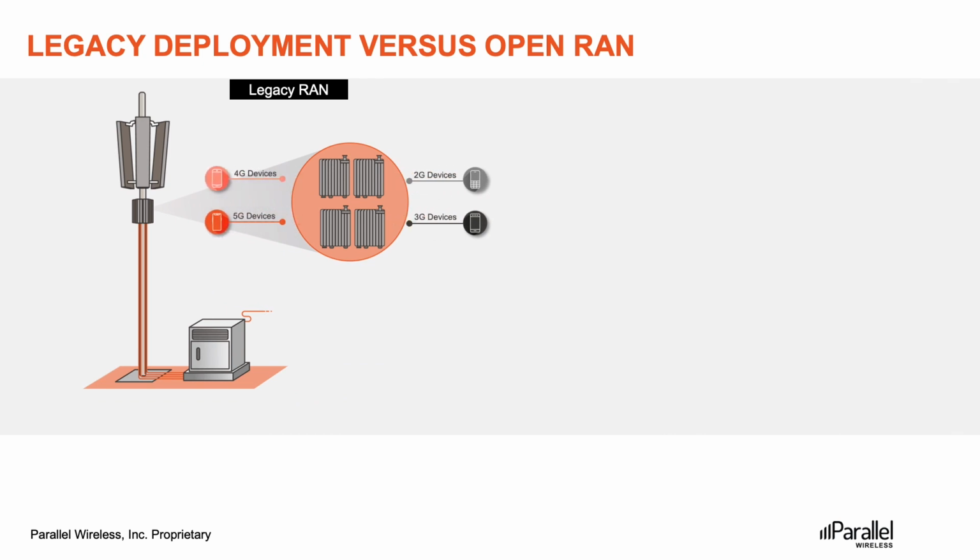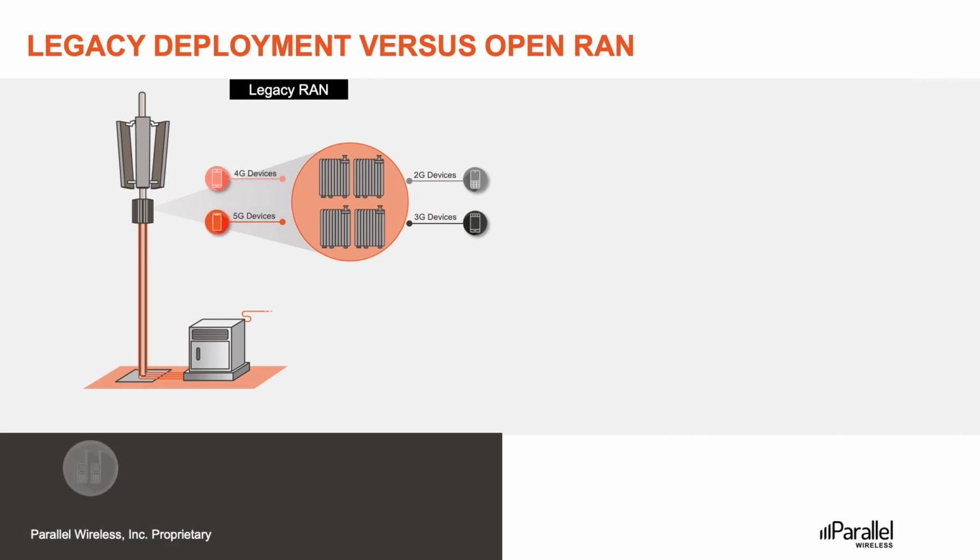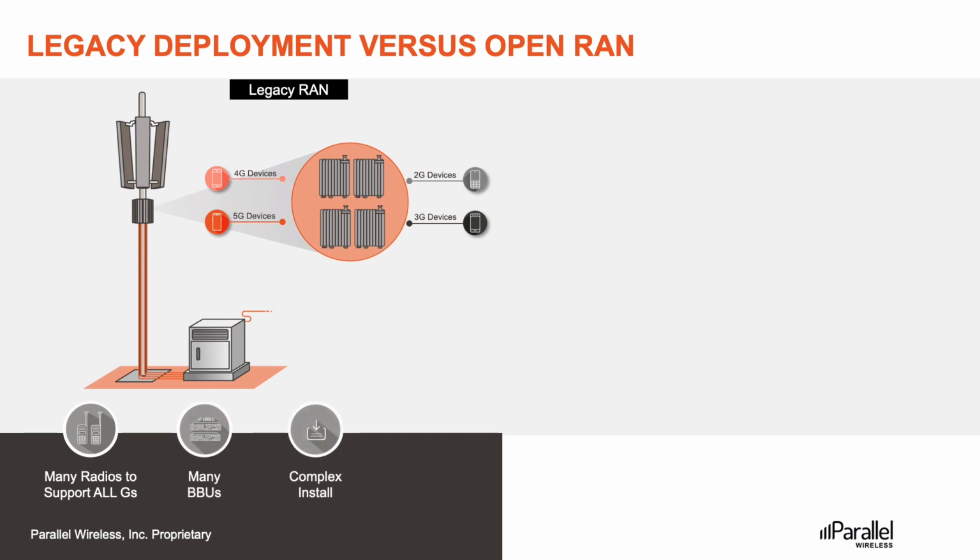We can see that in legacy deployments, we used to have multiple radio heads to support the different Gs, the different radio access network technologies, which were available in every individual site. These radios were connected to many baseband units, more than one. This obviously caused a much more complex installation and also enhanced the site rental fees for every single site.